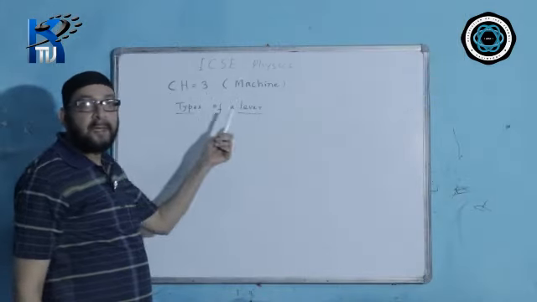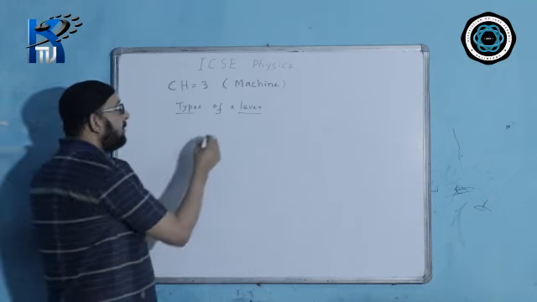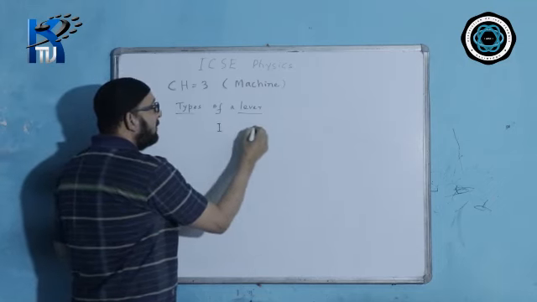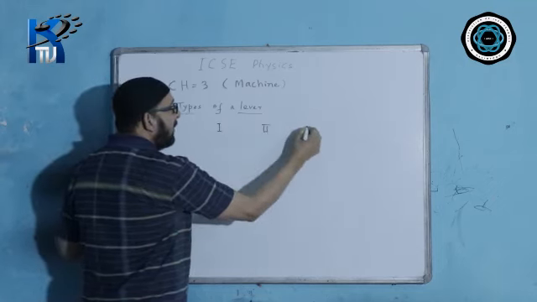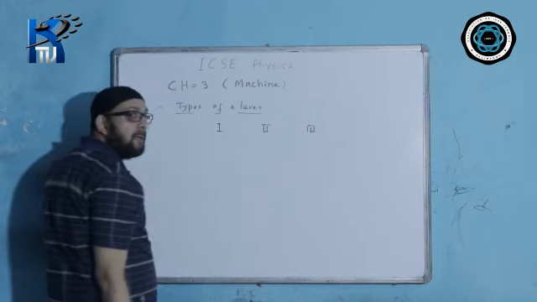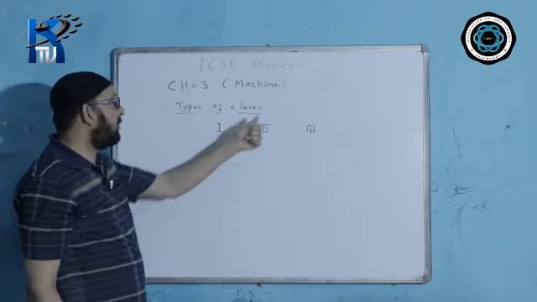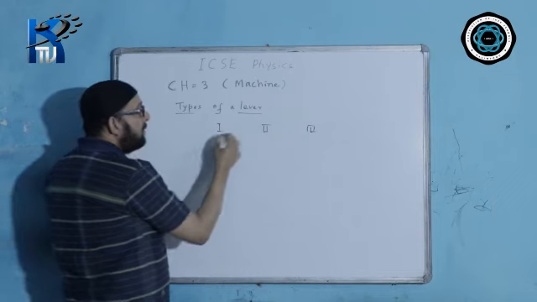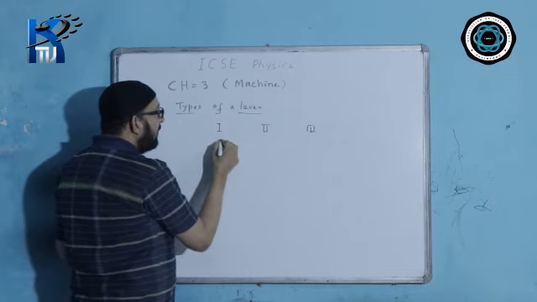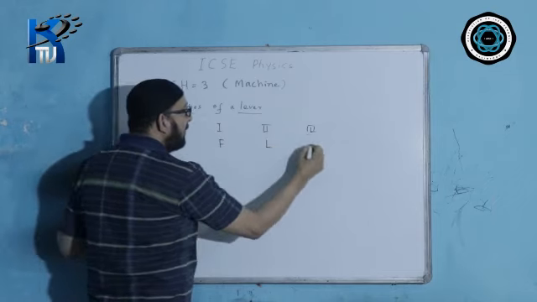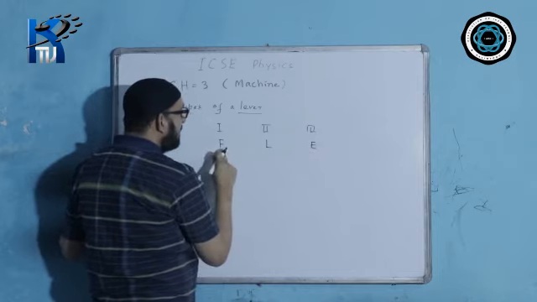Let's say there are three types of levers: class 1, class 2 and class 3. In short, we remember it this way: we write here F, here we write L, here we write E. That means the sequence becomes FLE, like flea.